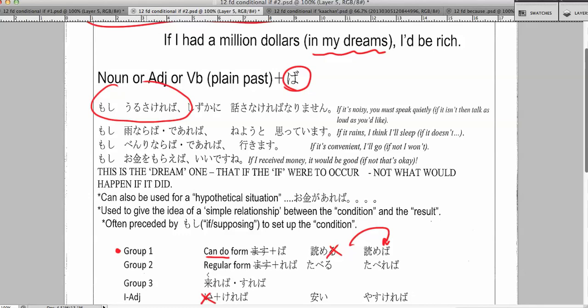In this case, you'll see the exact same sentences from above, but in this case, I'm placing the emphasis here on the if part, not on the outcome. So if I had $1 million in my dreams, I would be rich. If only it would be noisy, then we could talk quietly. If only it would rain, I think I'll sleep. If only it was convenient, I'd go. If only I had my money, wouldn't that be great? And you're stressing to your listener that this is the part that you're concerned about.